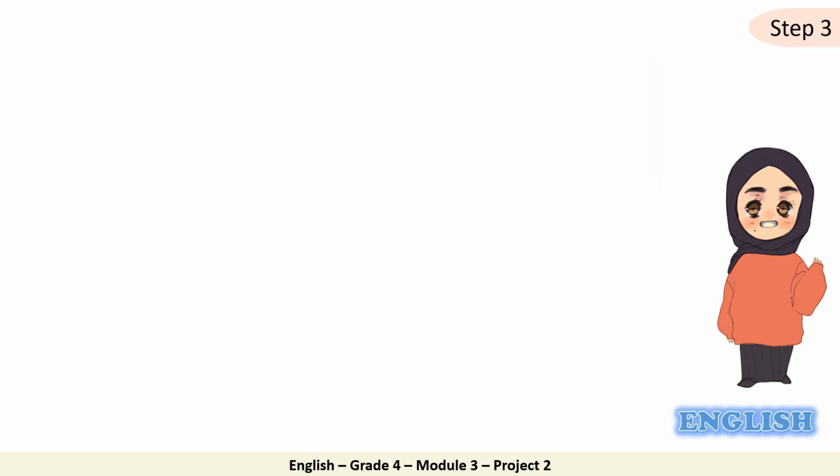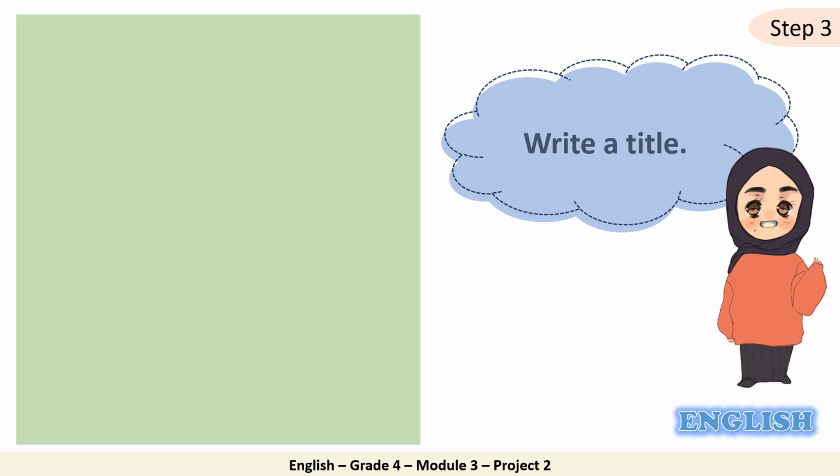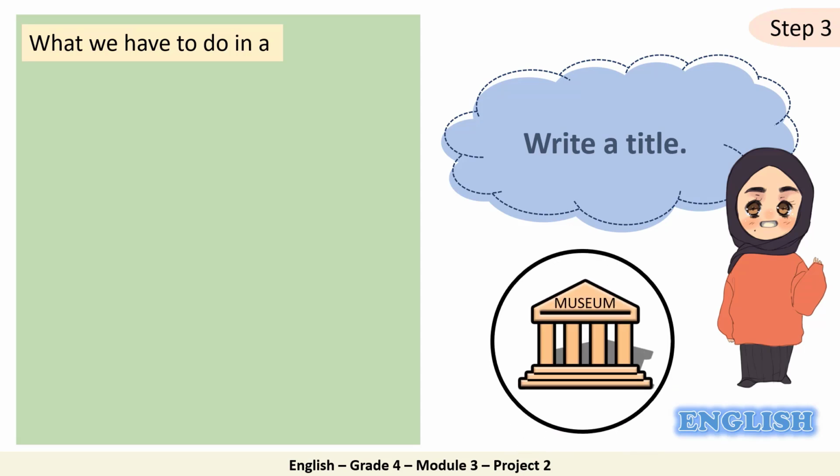Step 3. Now it's time to write a title. Look at the card that I chose. I chose a piece of green colored card. And I will write the title. What we have to do in a... For me, I would like to write about rules in a museum. And I write museum. So the title: what we have to do in a museum.